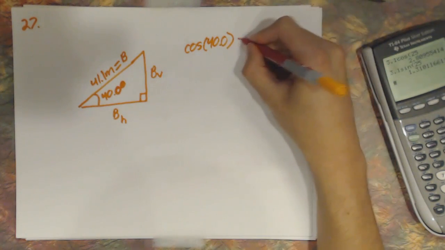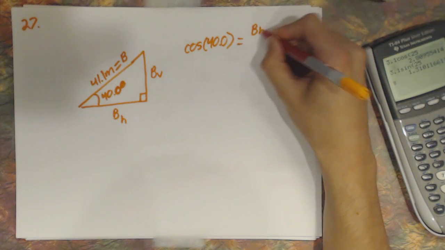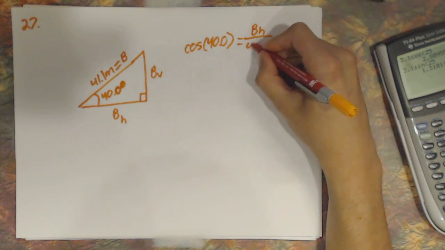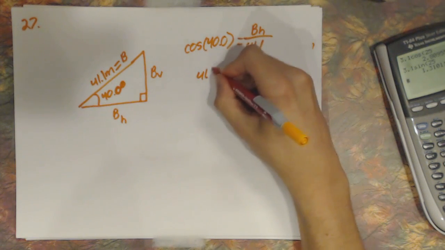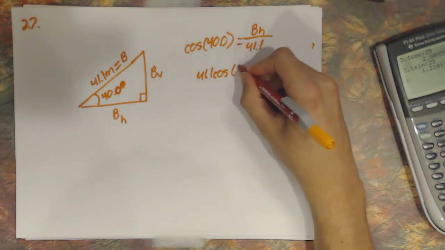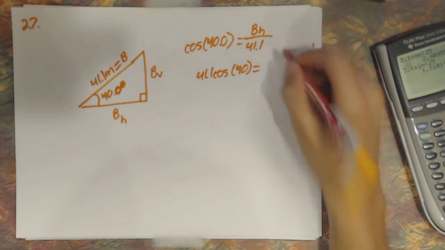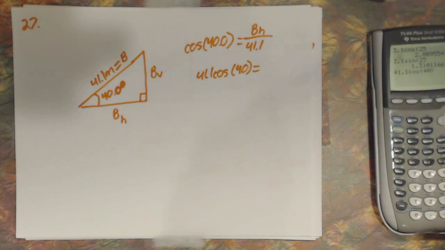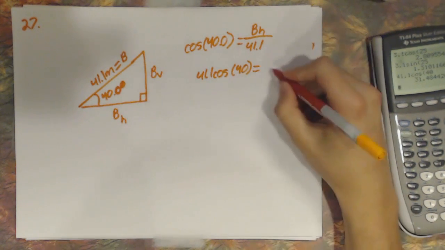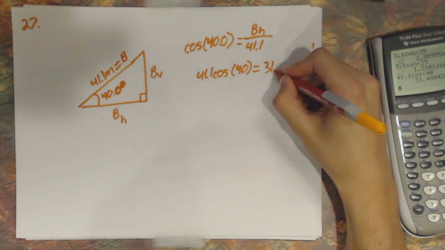It's going to equal our adjacent side, which is our horizontal component, over our hypotenuse. Multiply it over, 41.1 cosine 40 equals 31.5 meters.